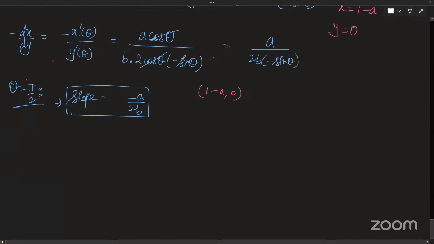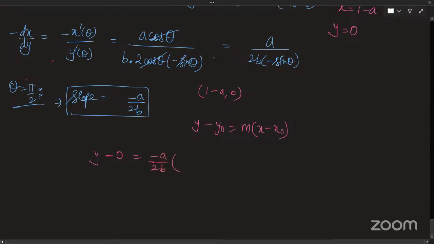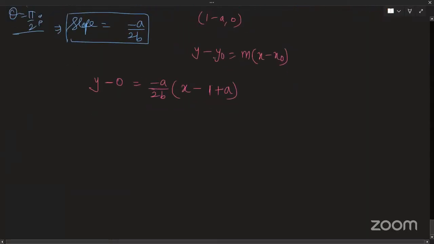What should I do next? Again, y minus y naught is m times x minus x naught. So y minus y naught is equal to minus a by 2b into x minus x naught. X naught is 1 minus a, right? So I got this. So 2by is equal to minus ax plus a minus a square. This is my equation.